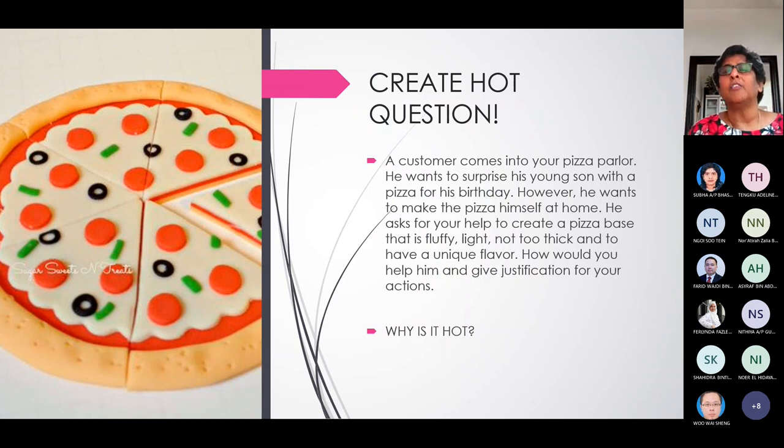Okay, so this could be one way of creating your higher order question because you are putting them in a real world situation. You didn't just say, okay, create for me a satay pizza. You put them in a situation. You have a pizza parlor, so that means you know how to make pizza. You have a customer coming in, he has a young son, and he wants to make a pizza for his birthday. However, he wants to make the pizza himself, so he wants you to help him create a pizza base. Okay, how would you help him and give justifications for your answer?